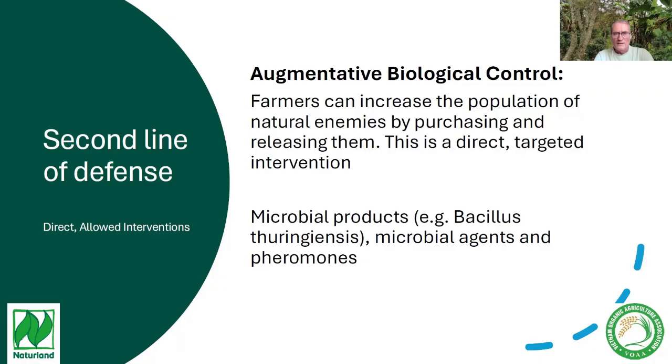And so one quite important second line of defense is biological control, augmentative biological control, where we can increase the population of natural enemies as farmers. So we can purchase natural enemies and release them, or we can multiply them. And that is really a direct targeted intervention. There are many microbial products like Bacillus thuringiensis, microbial agents, pheromones. We may also hear shortly about more specific biological control in the next slide.